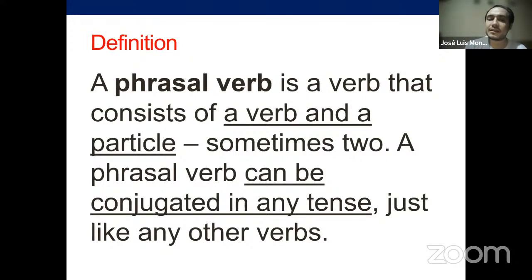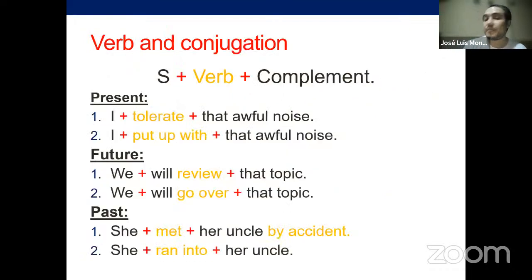So the definition: a phrasal verb is a verb that consists of a verb and a particle, sometimes two, as we said. A phrasal verb can be conjugated in any tense, just like any other verbs. Present, past, future. It depends on you, and you have to see if it's logical to conjugate something in past or future. Sometimes one tense is better for that phrasal verb. But you have to decide according to the idea you want to give.